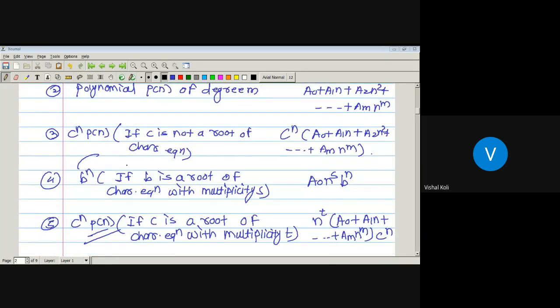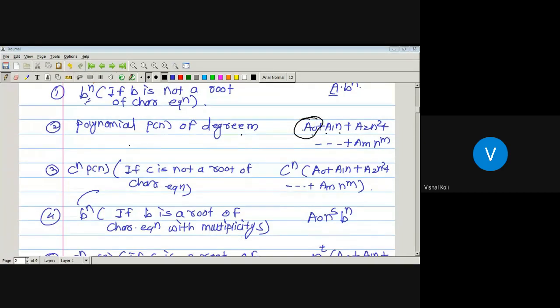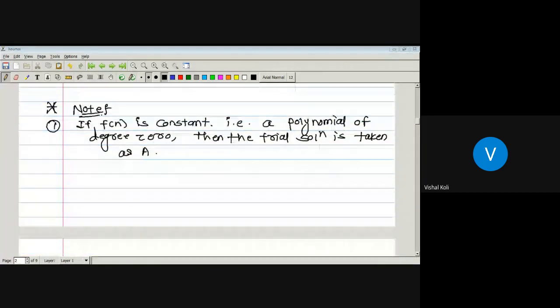Here it is a polynomial of degree m. As here we have f of n just constant, it means it is a polynomial of degree 0. Then what should be? It is a naught plus a1 into n. But we have a constant polynomial. It means there is no n, so its coefficient must be equal to 0. So there is only one non-zero coefficient, that one is nothing but a naught. So here we have just taken a naught or a as a trial function. Is it clear? Yes, sir.